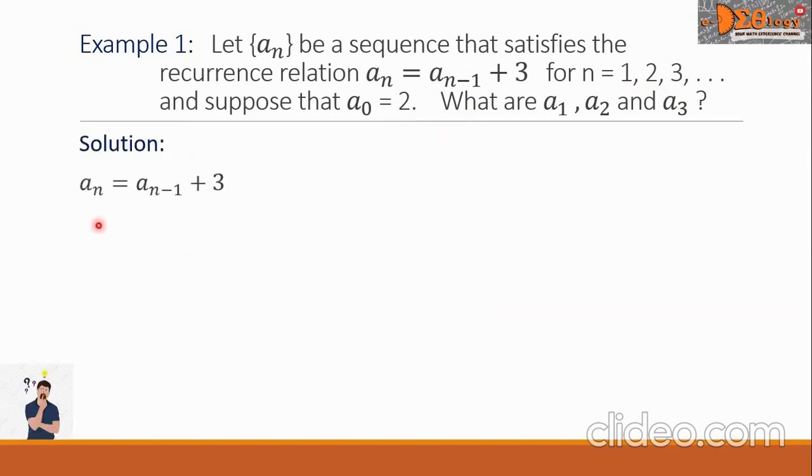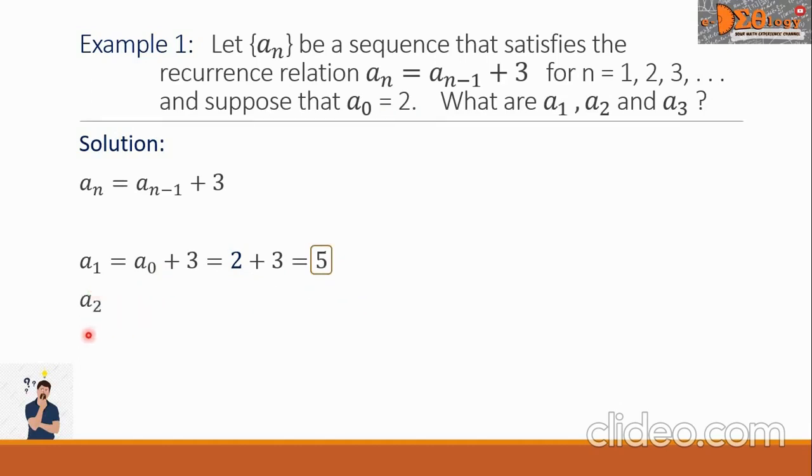Let us write our relation down here, then let us start solving a sub 1. In this a sub 1, our n is equal to 1. Let us modify our formula based on n equals 1. Therefore, a sub 1 equals a sub 0 plus 3. In the problem, given the value of a sub 0, that is 2, we substitute this 2 in the a sub 0. So we have now 2 plus 3, and the sum is 5. This is the value of a sub 1.